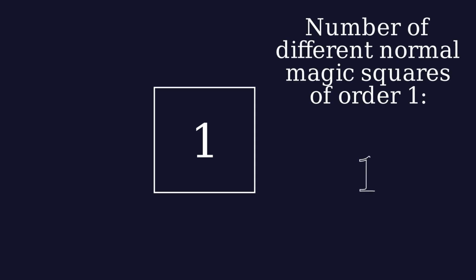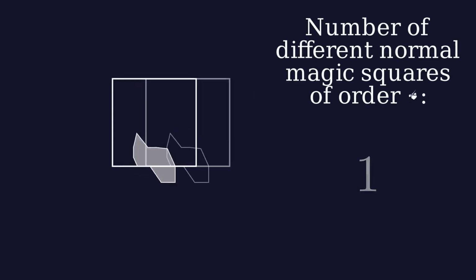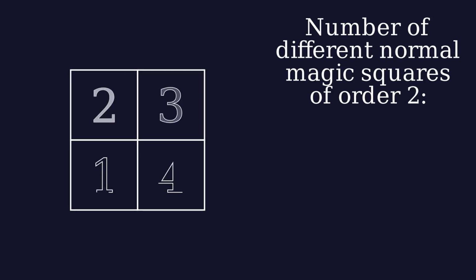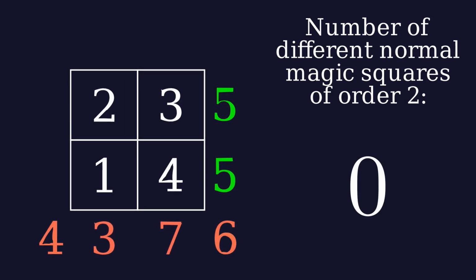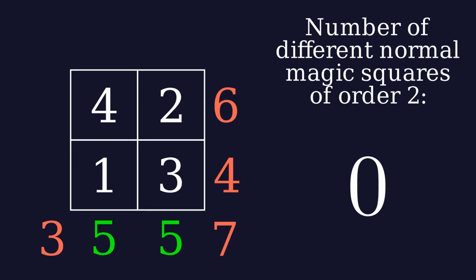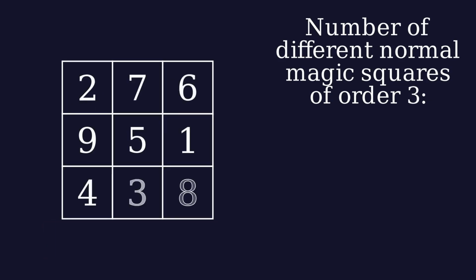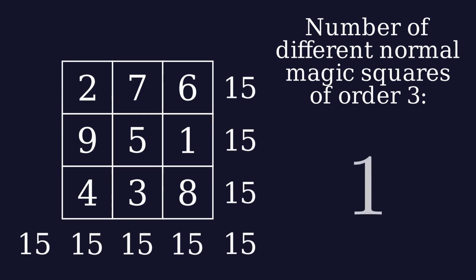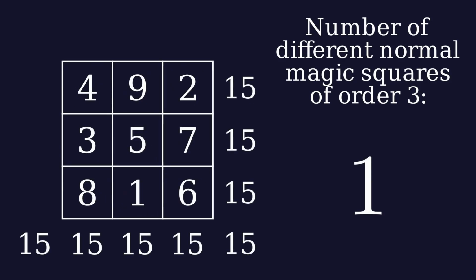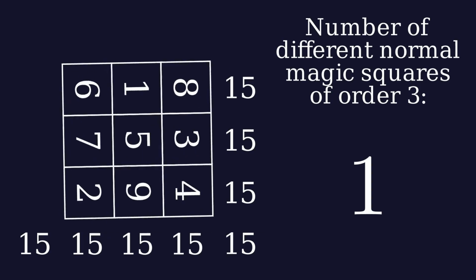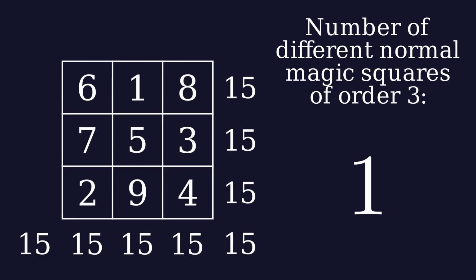That is a normal magic square of order 1, and there is only one possible way to construct it. A normal magic square of order 2 does not exist and cannot be constructed. For a normal magic square of order 3, there is only one distinct arrangement. Even if it is rotated by 90, 180, or 270 degrees, it is still counted as one unique configuration.